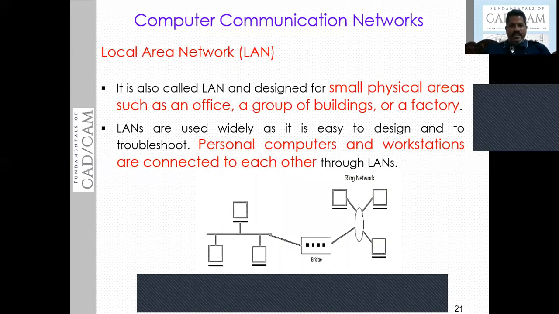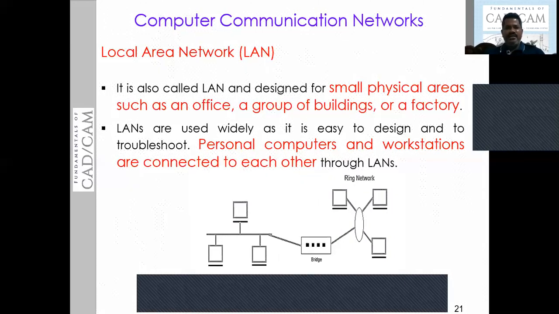The local area network, LAN, is designed for small physical areas such as an office, a group of buildings, or a factory. You have a building in which you have 10 to 15 computers. If all those systems are connected with a central system to share information or to use a resource, maybe a printer, that is called a local area network. Preferably, this type of network is used for small physical areas such as an office, a group of buildings, or a factory.